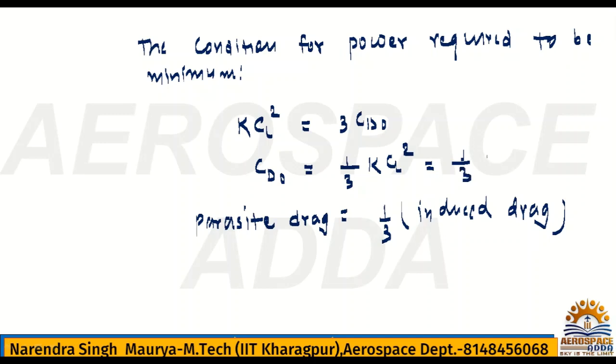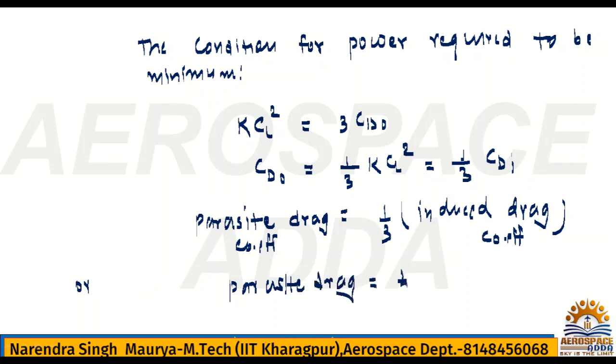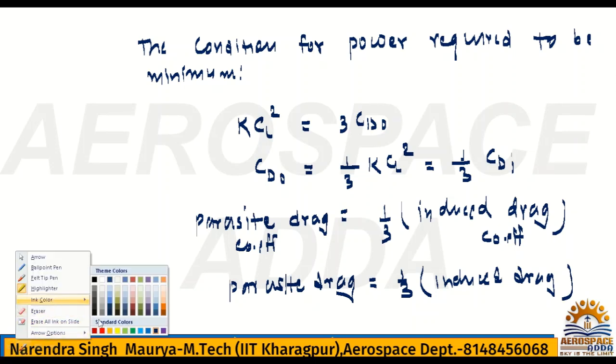already I explained. KCL square is nothing but CDL. So induced drag, these are the coefficient, but yes, you can write in terms of the drag also. So both are same. I mean, you can write parasite drag coefficient, you can say induced drag coefficient, or the same thing you can say parasite drag 1 by 3 times of induced drag. So this is very important. They are asking in exam. Okay. So always remember this formulation.